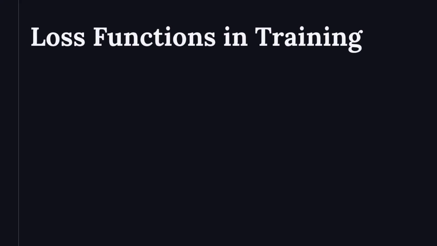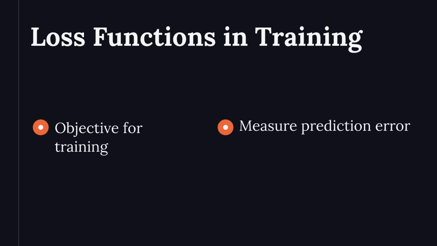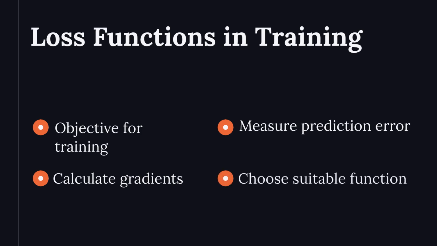Loss functions define the objective for neural network training. They measure how far predictions are from true values. Backpropagation uses loss functions to calculate gradients. Different tasks require different loss functions. Choosing the right loss function is crucial for effective training.